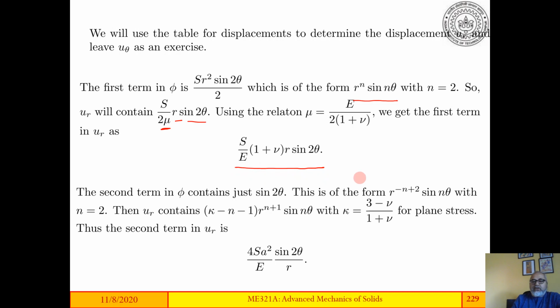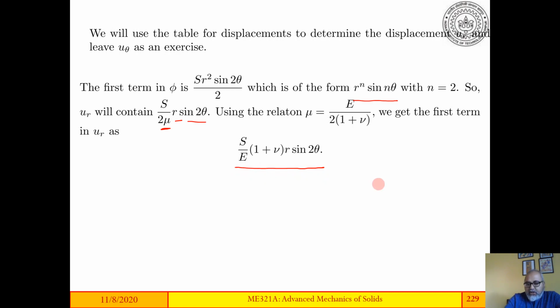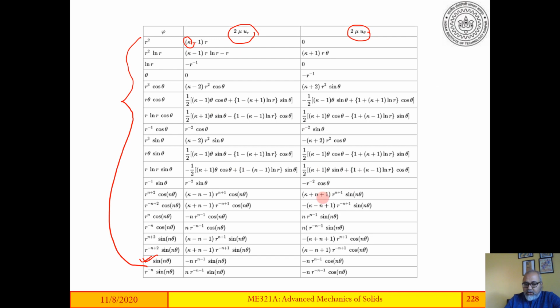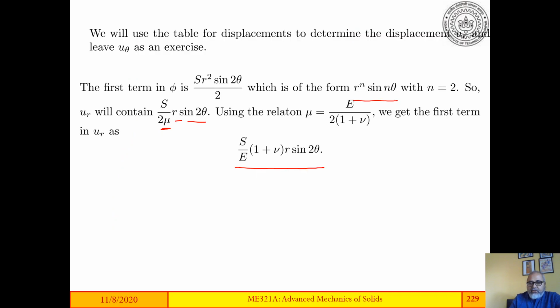Similarly, you can find the first term in u_theta as well, because u_theta is also of the same form but contains cos n theta. So for this term, the u_theta contains cos n theta. You can work this out yourself. I am only working out the u_r as an example, which contains sine 2 theta. Okay, I do one more step. I use this relation where I express the shear modulus in terms of the Young's modulus and the Poisson's ratio, and this is the final term that I get.